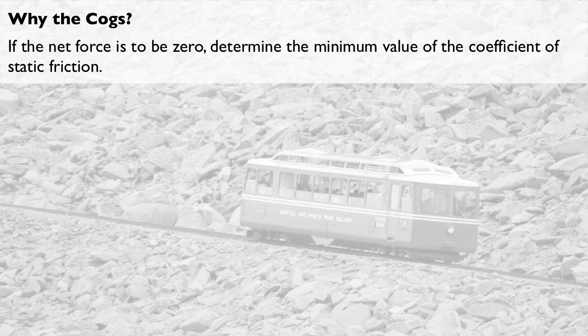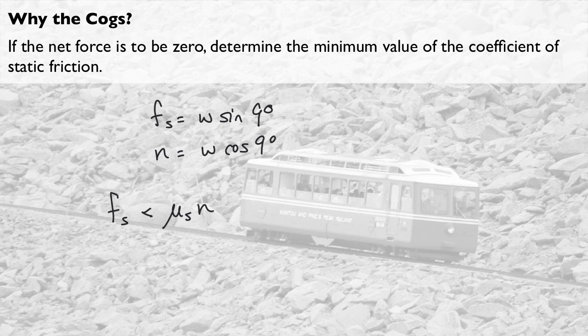Now, if this net force is equal to 0, we can determine the minimum value of the coefficient of static friction, and we do it this way. Let's rewrite our expressions. We said Fs was equal to W times the sine of 9 degrees. We said the normal force was equal to W times the cosine of 9 degrees. Now we know the static friction force is less than or equal to mu s times the normal force. We know that that's true.